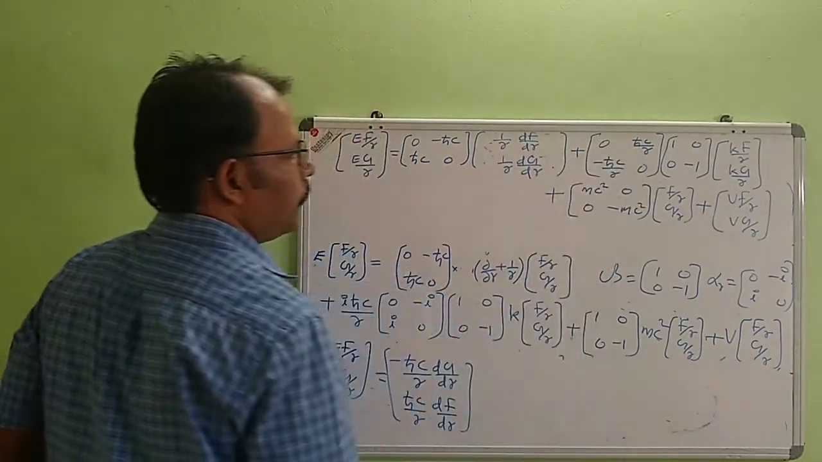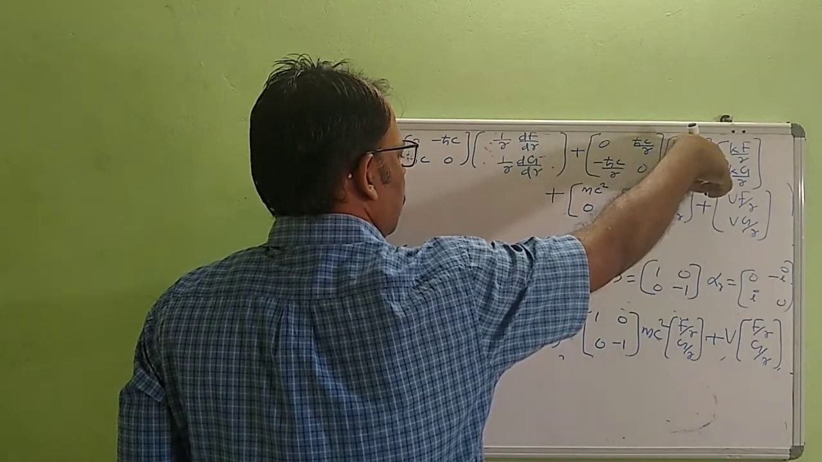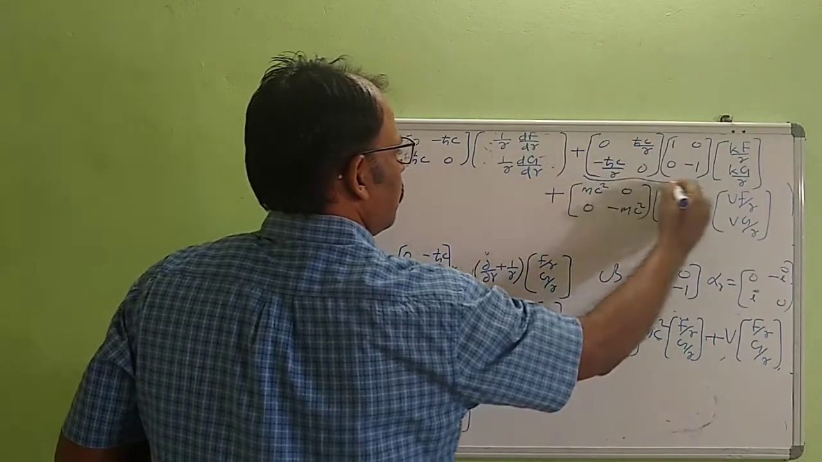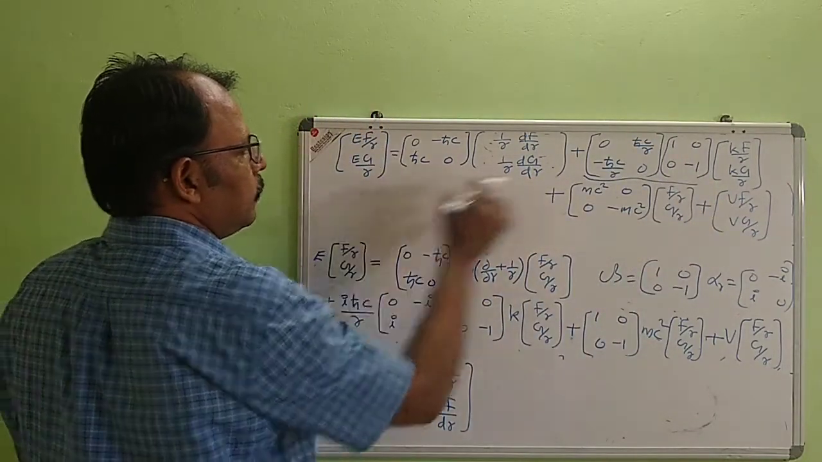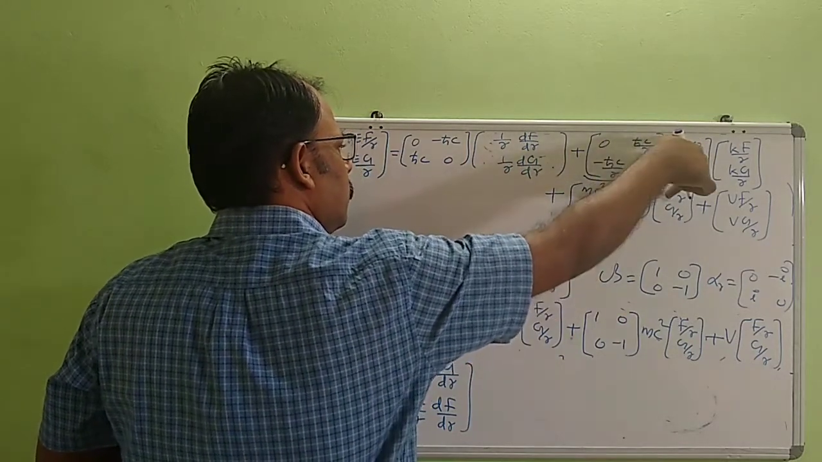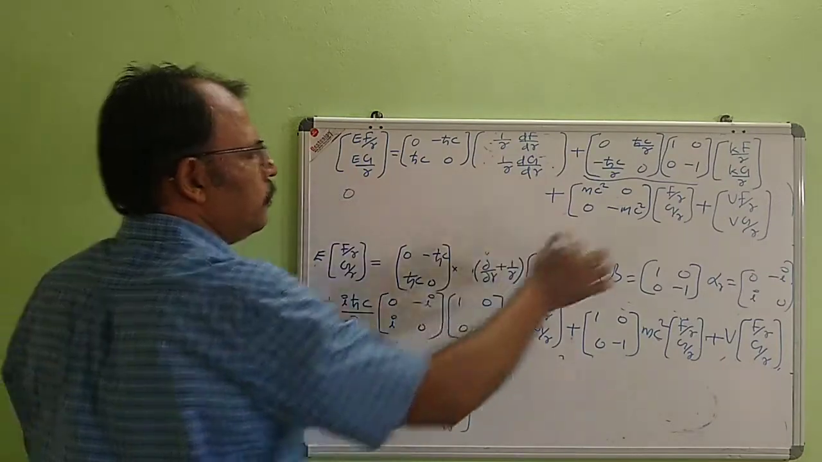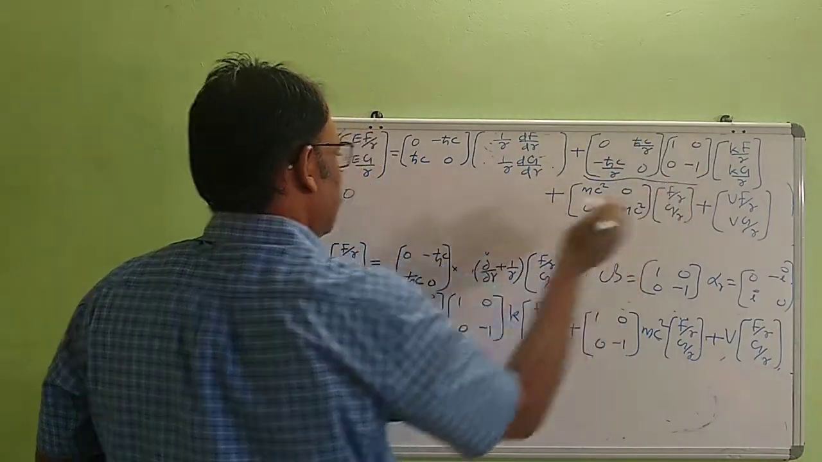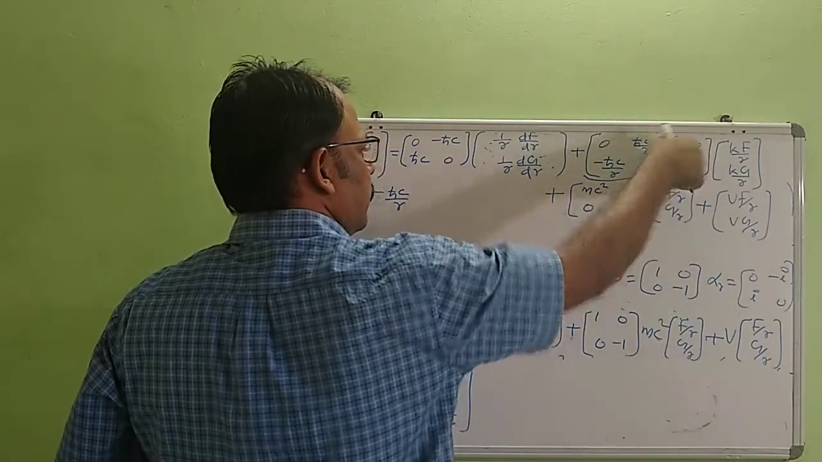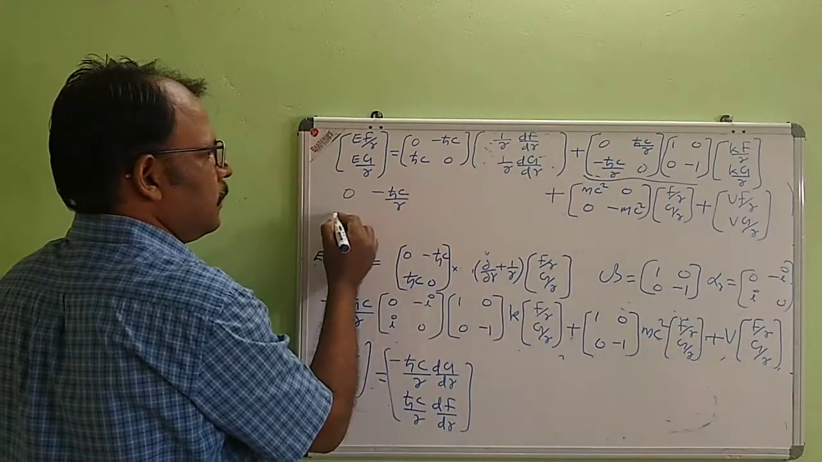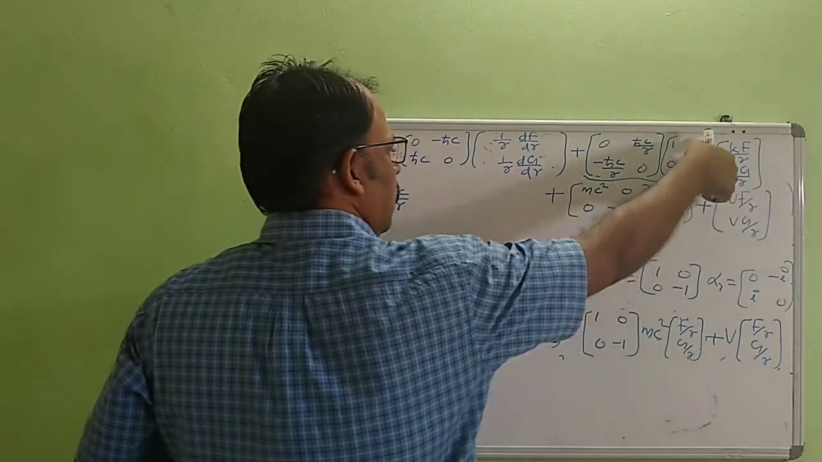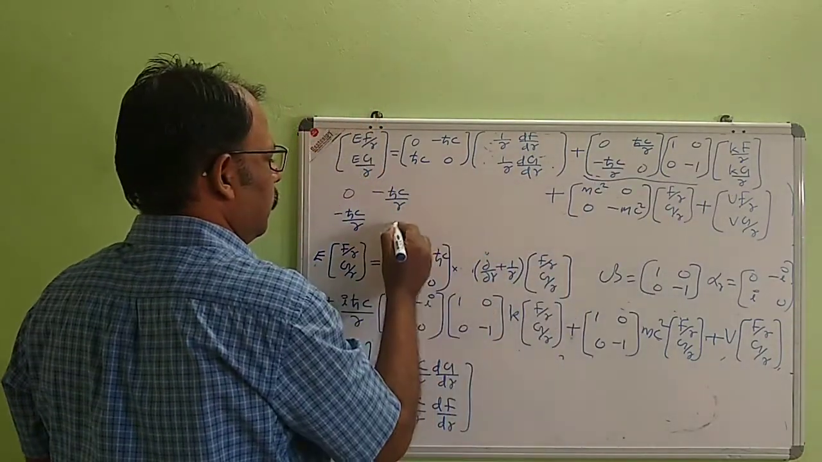Now take the second one, multiply this matrix with this one. These two products I am writing here. First column with the first row, the first element will be 0. Then this one with this one, minus h bar c by r. Now this one with this one, minus h bar c by r. Now this one with this one, 0.